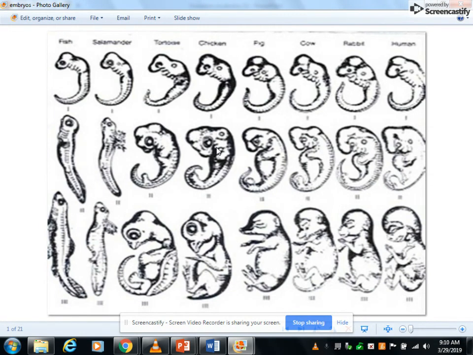And as we develop, we get a little bit different. And by here at the bottom, you can actually tell what's what. Okay, so that's why they sometimes say we have common ancestors, because of our embryos looking very similar. This freaks a lot of people out right here.